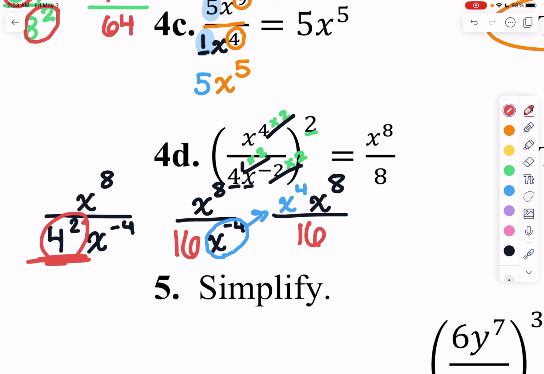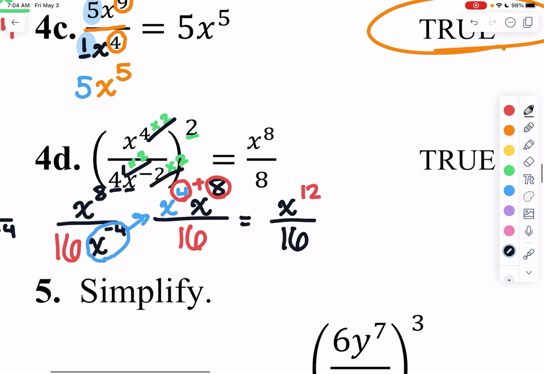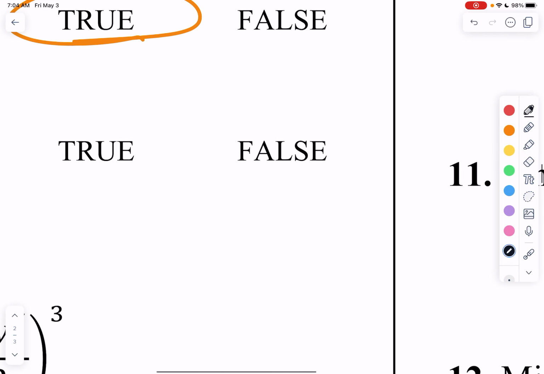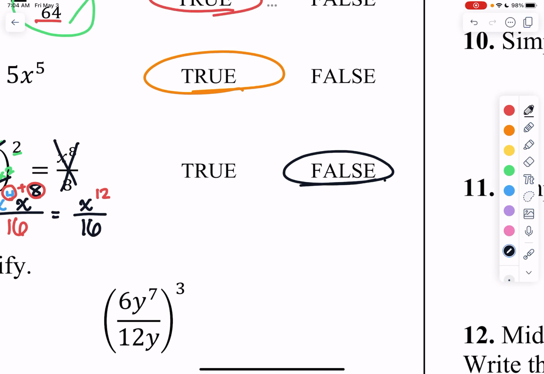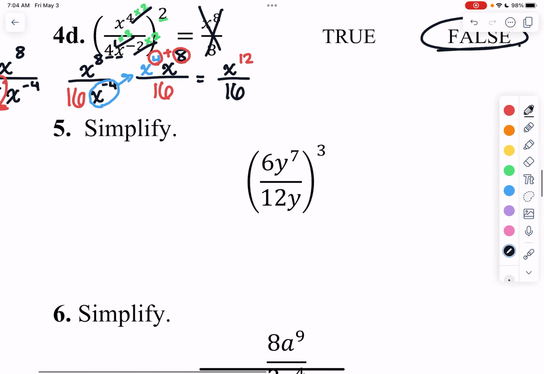Now the last step is going to be to multiply our x's at the top. So I am going to drop my base, which is x, and then add my exponents. 4 plus 8 is going to be 12. So I have x to the power of 12 over 16, which is not equal to x to the power of 8 over 8. So this one is false. All right, cool.